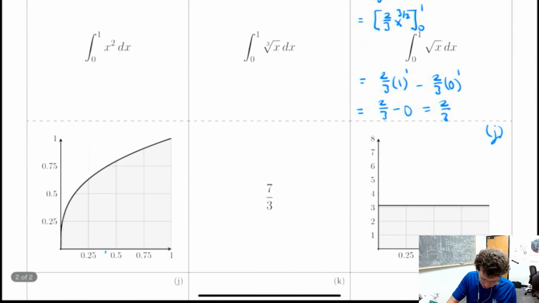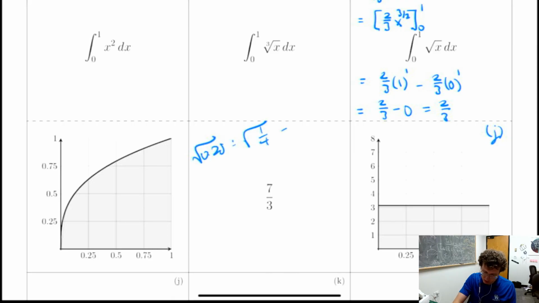At x equals 0.5, my x value... actually, I'm not exactly sure what the square root of 0.5 is, but I do know what the square root of 0.25 is, because that is the square root of 1/4, which is 1/2. So do I see a y value of 1/2 at x equals 1/4?